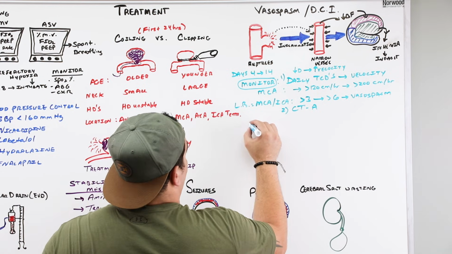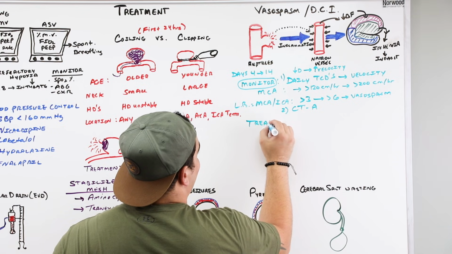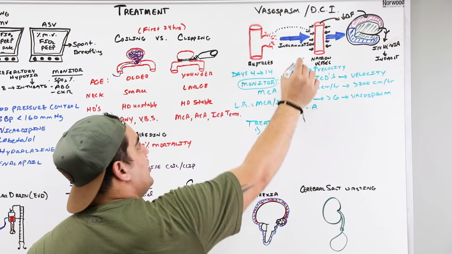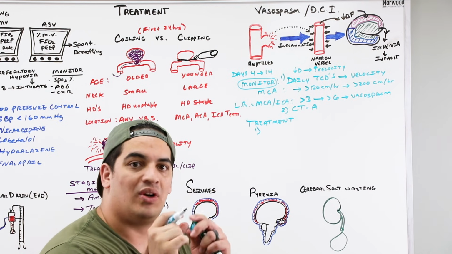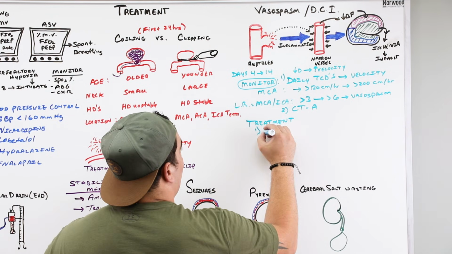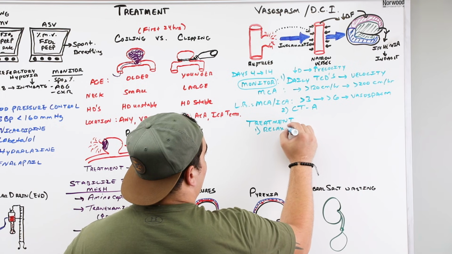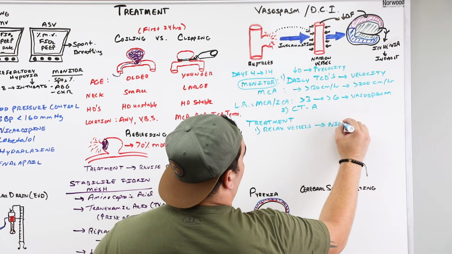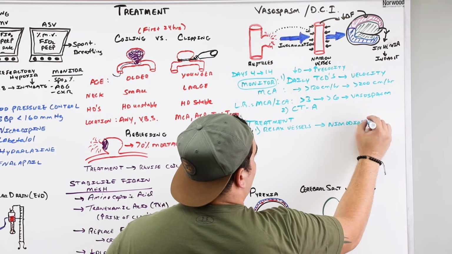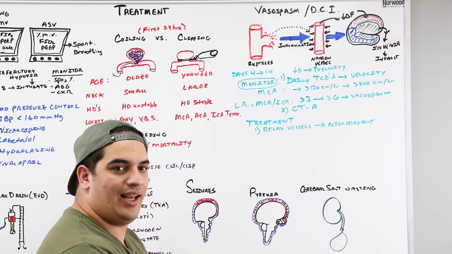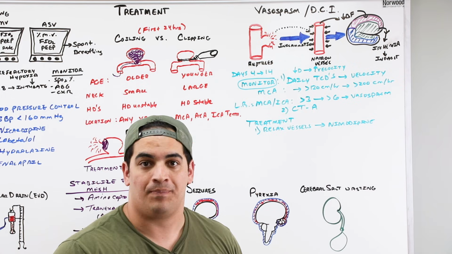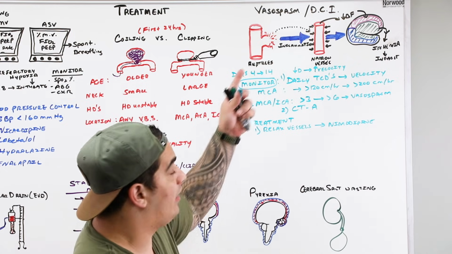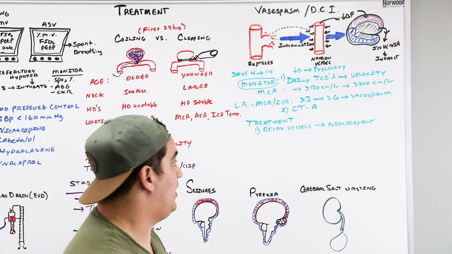Regardless though, what is the treatment for these situations? So when someone has vasospasm, it may seem a little odd, but we treat them by first trying to reduce vasospasm by relaxing the vessels. So what we can try to do is to relax or dilate those vessels. We can give something called nimodipine. Nimodipine is a calcium channel blocker that will try to dilate or relax those spastic vessels.